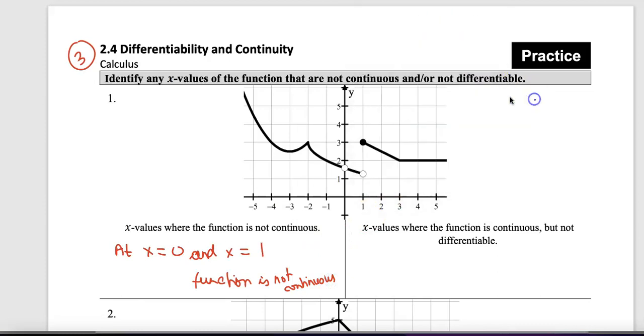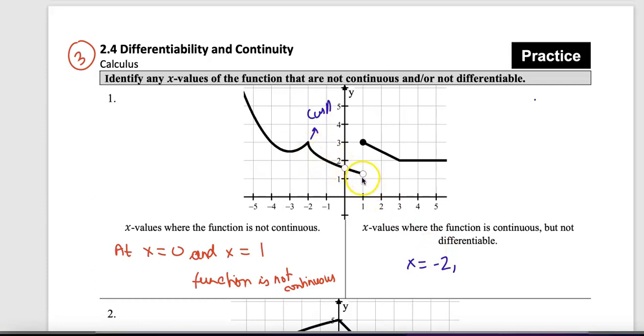It's differentiable. So what do you see at this point? At this point this is a cusp over here. So this means x equal to -2, it is continuous, but it is not differentiable. Keep in mind, it is continuous, but it is not differentiable. Let's keep going over here.